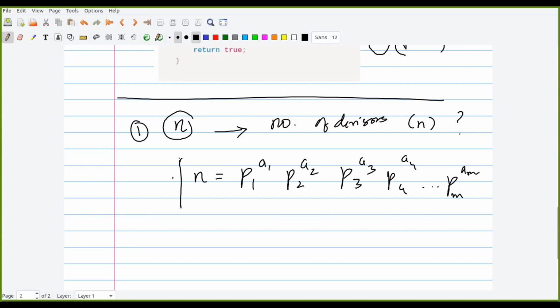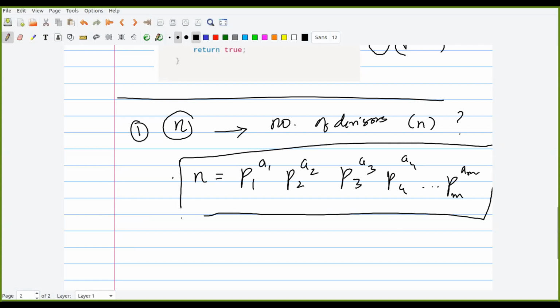Okay, so if I give you this number, can you tell me what will be the number of divisors of n? Speak out rather than writing in the chat, it will be easier for me. A1 plus 1 into A2 plus 1 into A3 plus 1 and so on till AM plus 1. Yeah. Reasoning: why are we doing that?